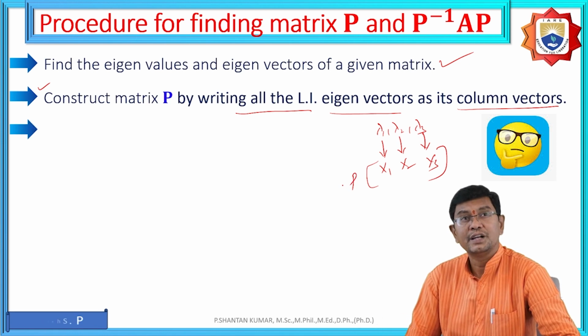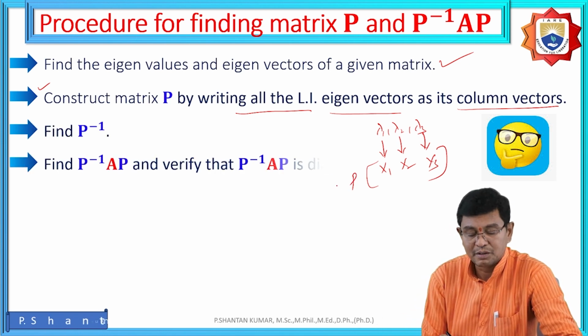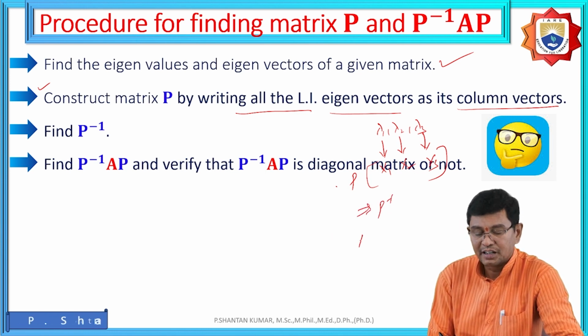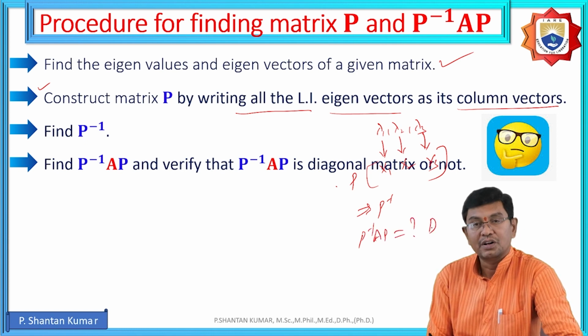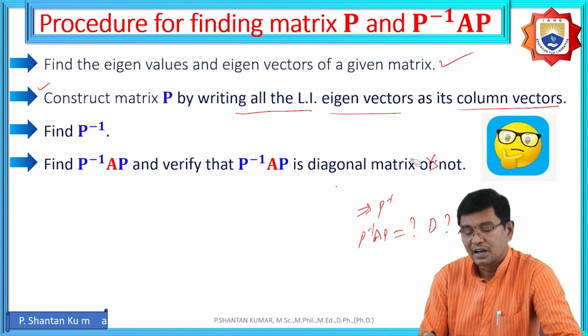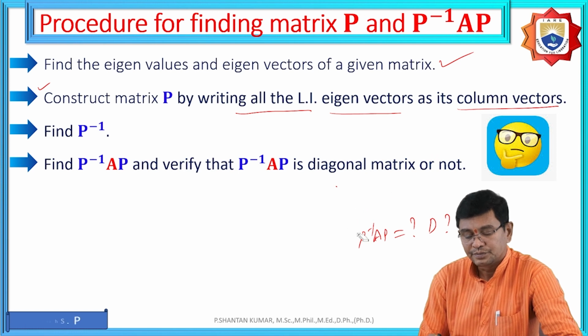After that, we need to find P inverse. From this P, we find P inverse. Based upon that, we compute P inverse into A into P, and then you find out whether it is diagonalizable or not. That is the clear procedure for the diagonalization of a matrix. This is the working rule.